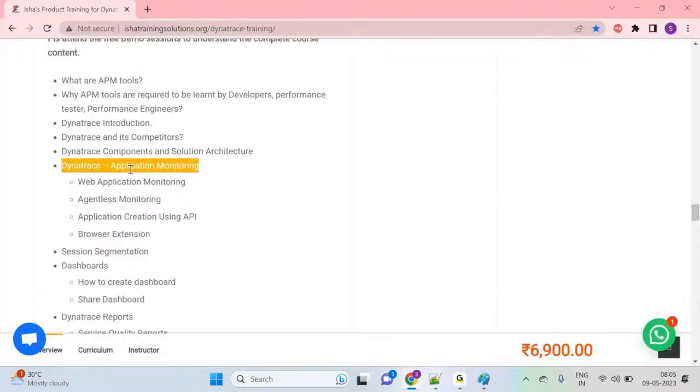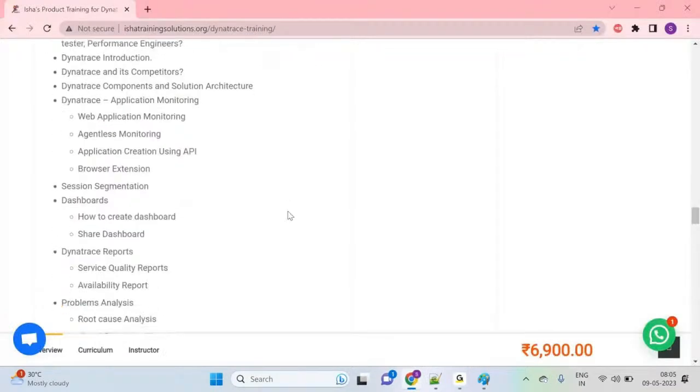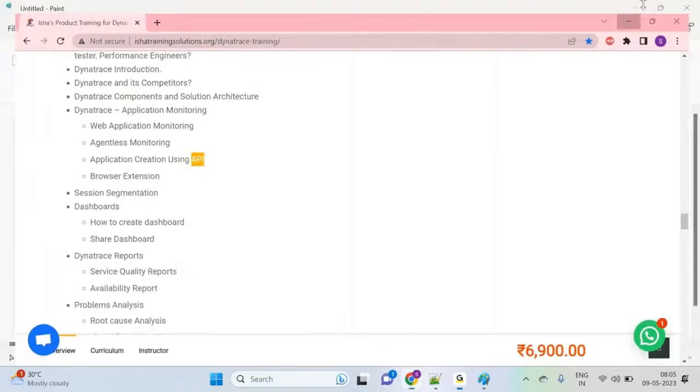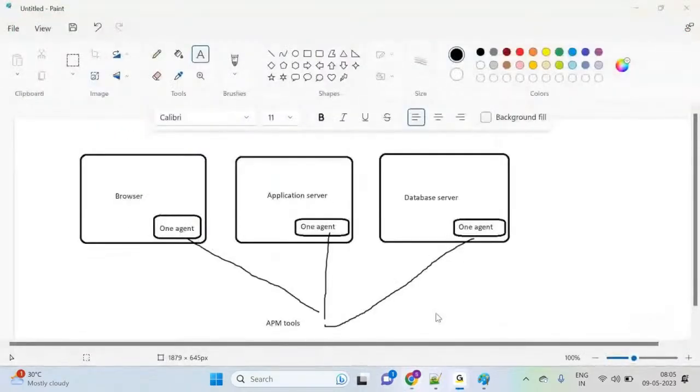And also we are going to learn that Dynatrace actually has the concept of REST APIs, guys. I'm going to show you one sample of how the API concept actually works.